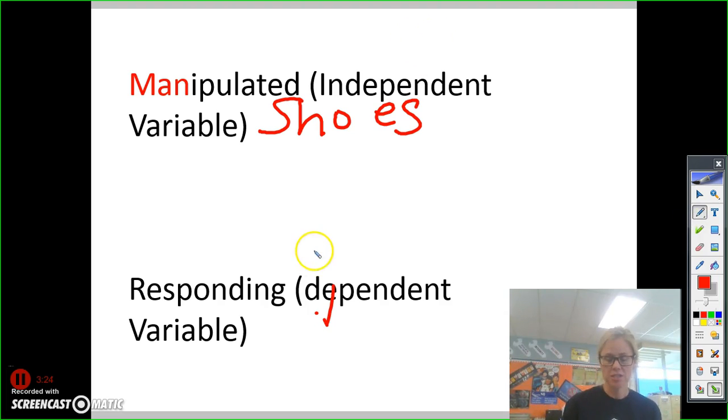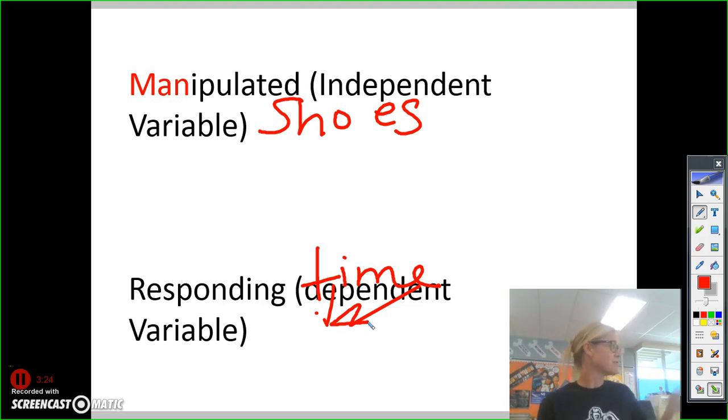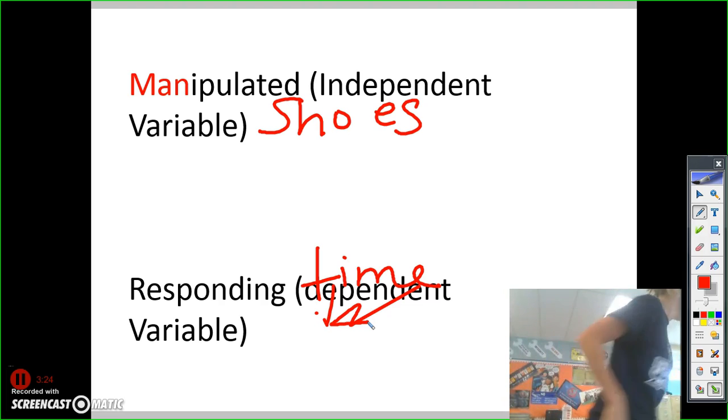I didn't change the time. I just changed whether or not I had shoes on, and based on that, we're going to see something else that changes in our experiment, our time. So we'll do more practice on this one in class. Sometimes this can be confusing, but just remember, the manipulated is the man or the woman, whoever's doing the experiment, what they're changing. Next we have up Mrs. Kim.